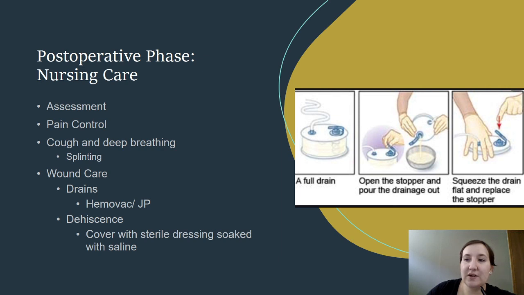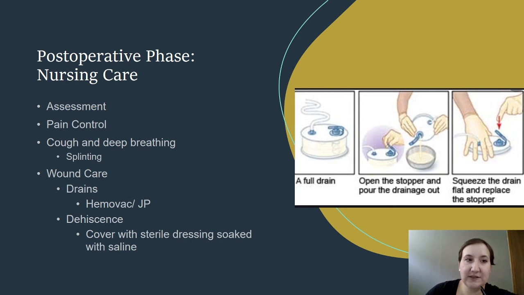So remember how to open and close your drains, okay? Remember your Hemovac? You've got a nice full drain there over on the other side. You're going to compress that, empty it out, and we're going to keep that drain squeezed while we replace the stopper. These are very simple things, but not everybody knows how to do them. JPs are going to run the same way, same kind of concept, alright?